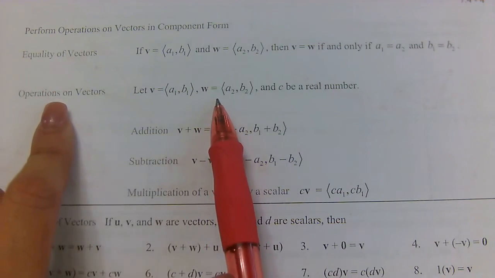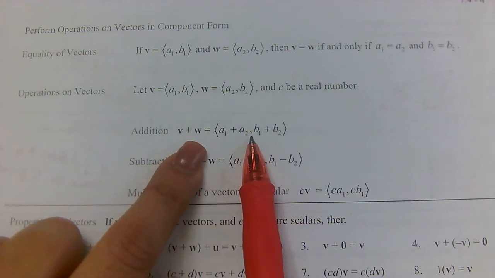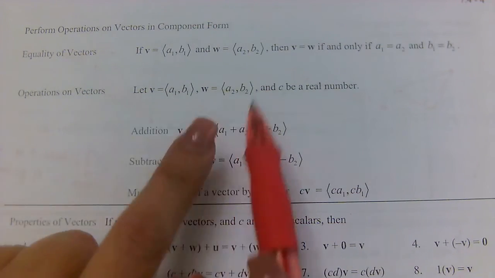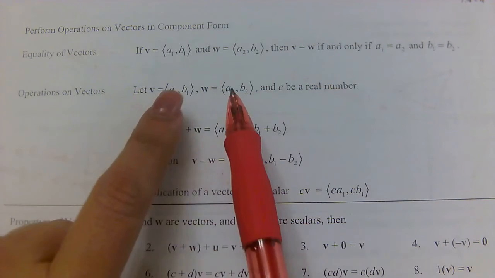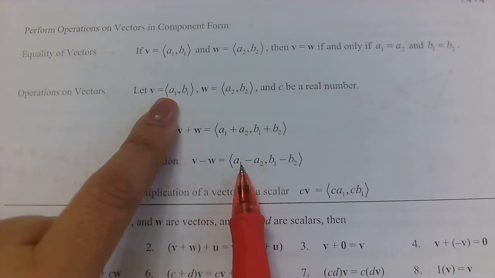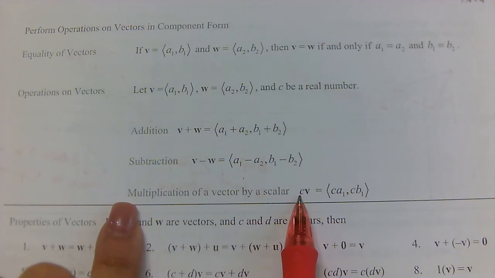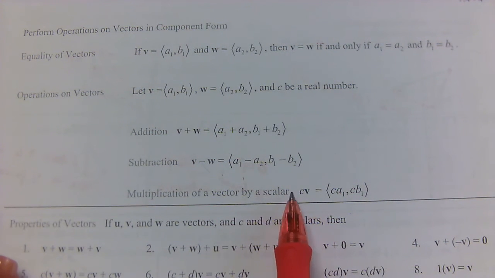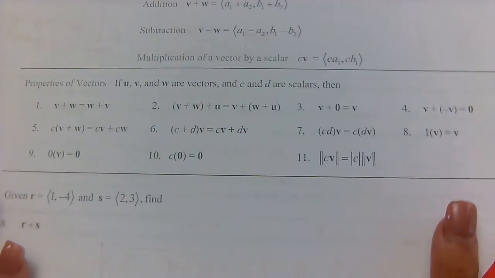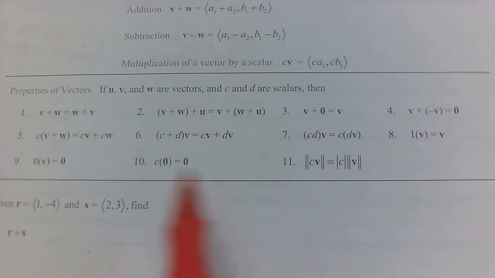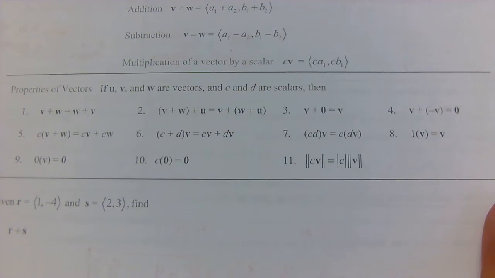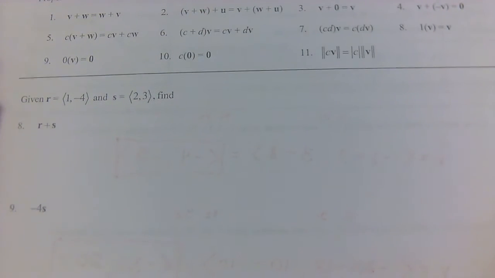Okay, so on the second part here, we can add vectors together by adding the A's together and the B's together. We can do subtraction by subtracting the A's and subtracting the B's. And then we can multiply by a scalar by multiplying whatever constant we have to both the A and the B. Okay, here are a bunch of other properties. So these are essentially the properties of vectors. Let's go ahead and do a few.